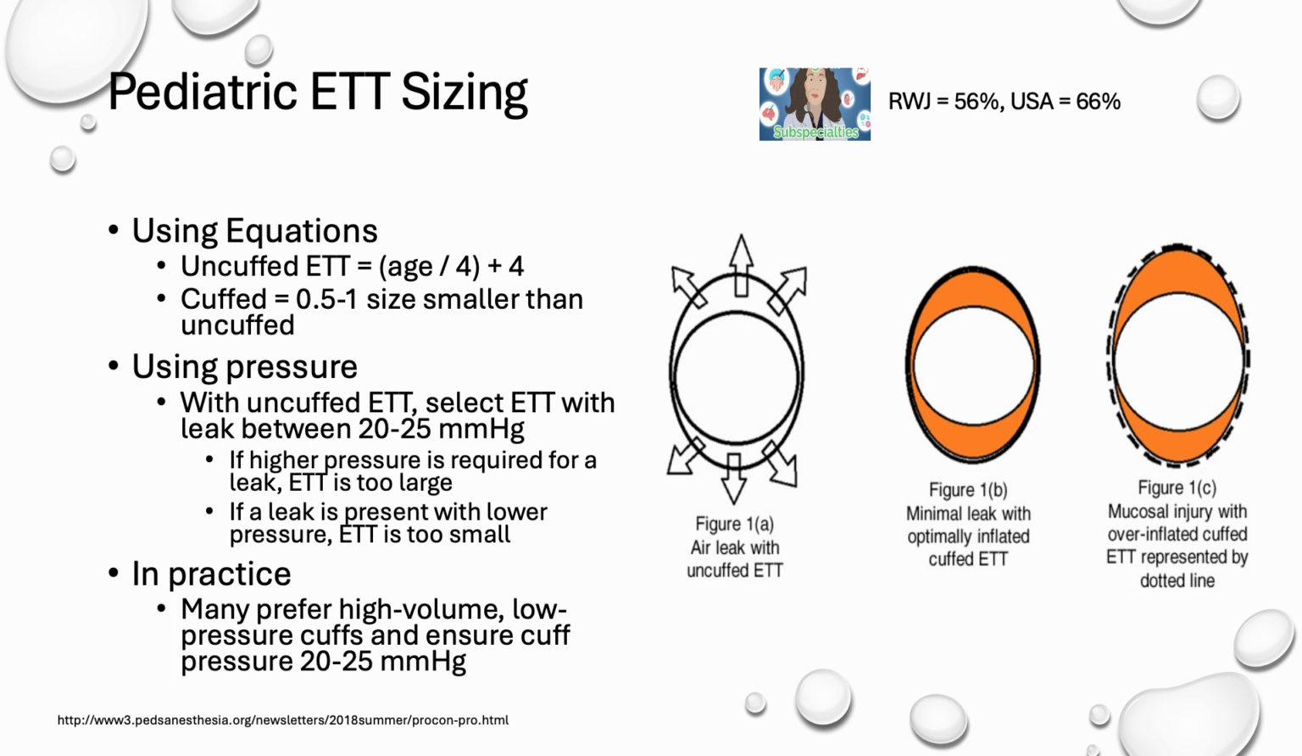If a higher pressure is required to obtain a leak, this indicates that the endotracheal tube is too large and may lead to tissue pressure injury or necrosis. And if the leak pressure is lower than this, it indicates that the endotracheal tube is too small and may place the patient at risk for aspiration due to an incompletely secure airway. In practice, now most prefer high volume and low pressure cuffed endotracheal tubes that will naturally ensure a cuff pressure between 20 and 25 millimeters of mercury without placing the patient at risk for aspiration once the endotracheal tube is in place.